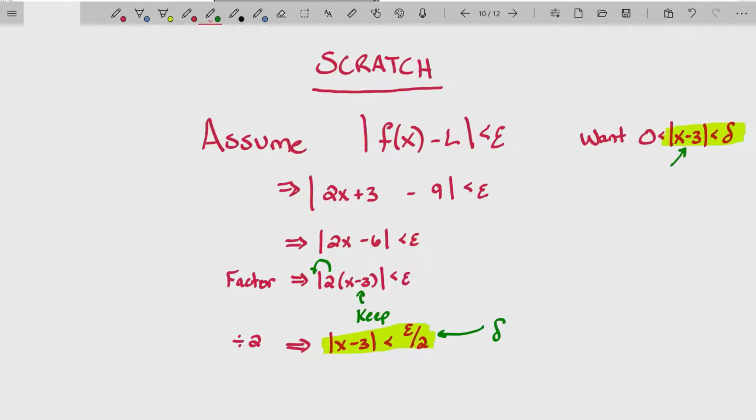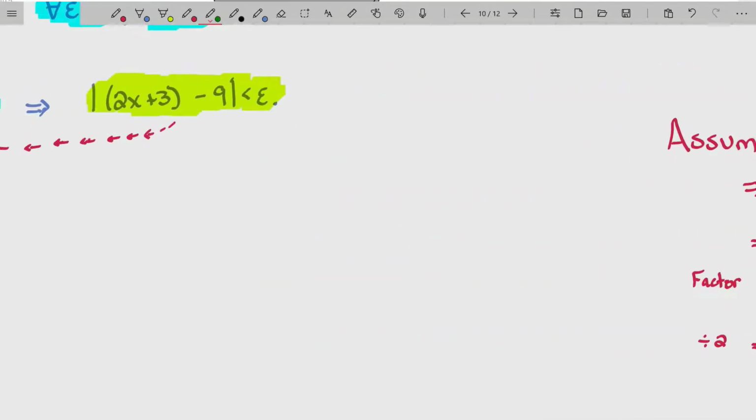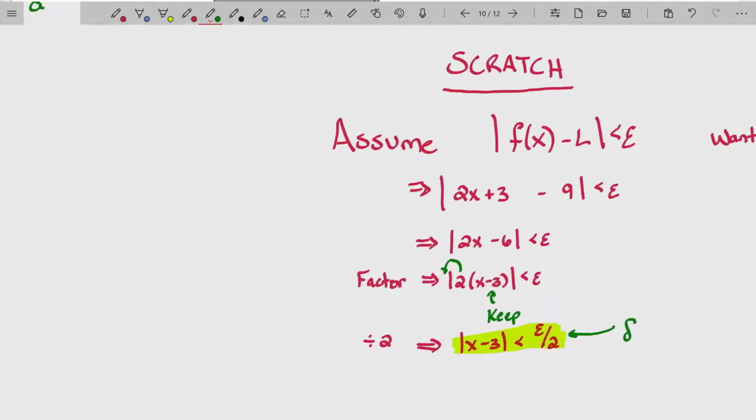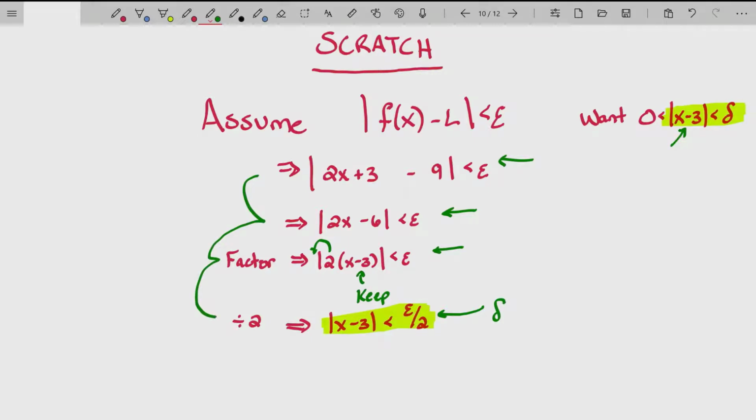Now, with this scratch work, I've just assumed that I've arrived at what I wanted to end at here. And working our way backwards, just doing a little arithmetic, we have arrived at the fact that if we have made that assumption, if we've landed at this, then it must be the case, through a chain of implications, that the distance between x and 3 must be less than epsilon over 2. Now I can start my proof.